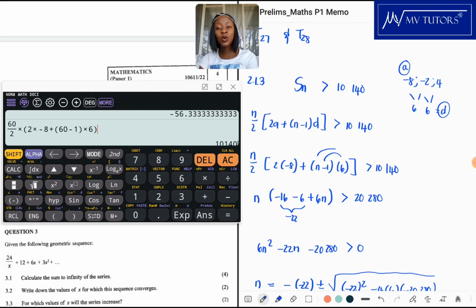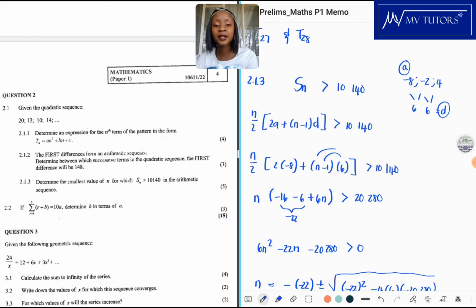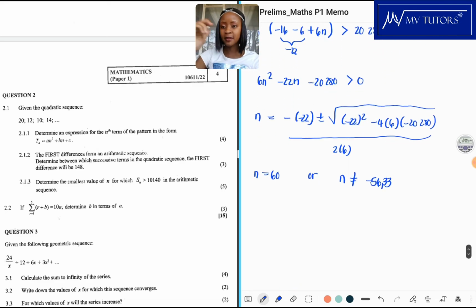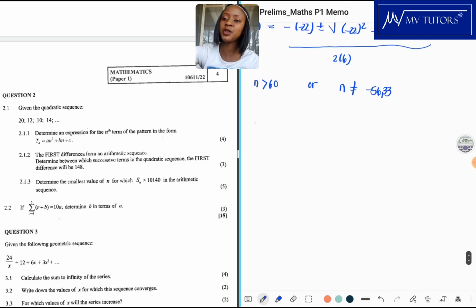All right, so we are not going to use 60. We have to use 61 because they said it must be bigger than 10,140. So actually here I should say that n should be bigger than 60. So n can be 61, n can be 62, and all the way. Okay, so that is 2.1.3. We are almost there. So 2.2.